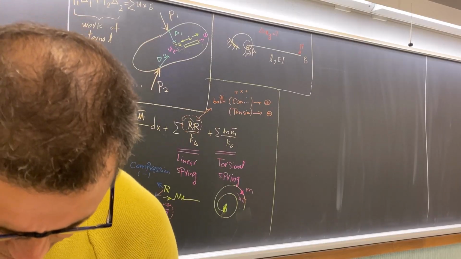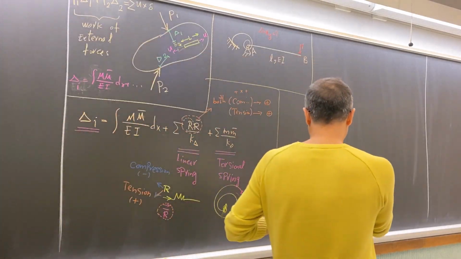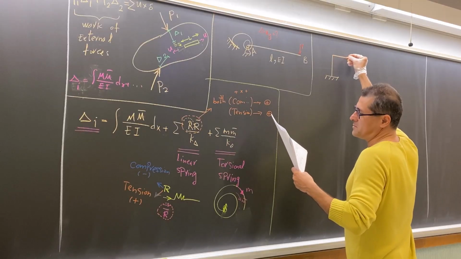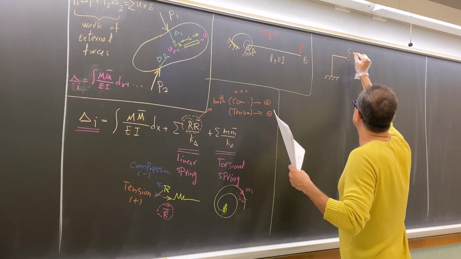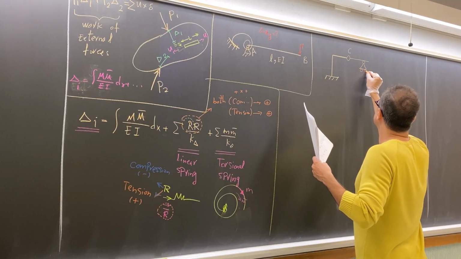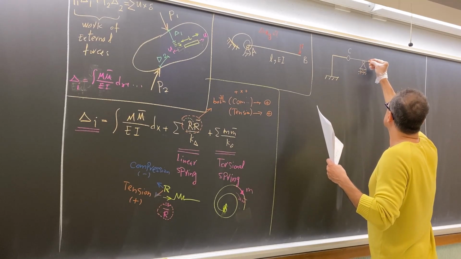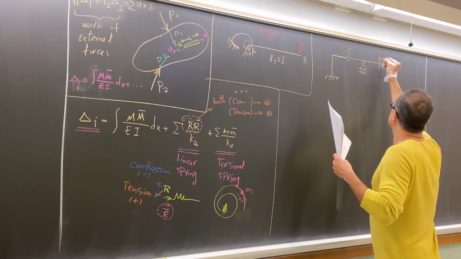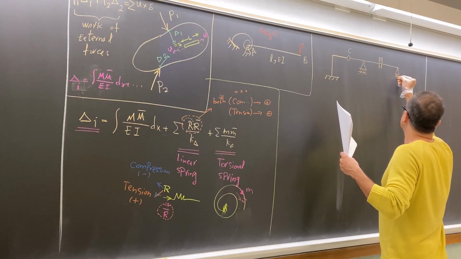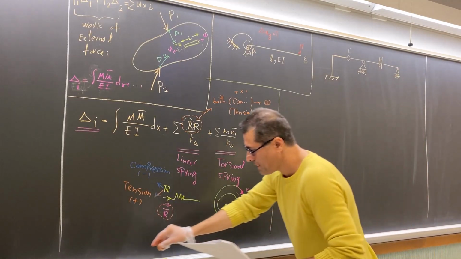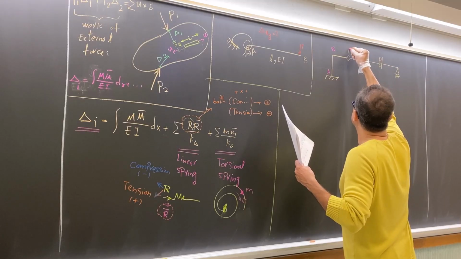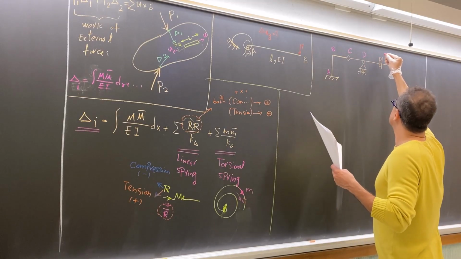So this is the structure. It is a frame. There is an internal pin here, a roller here, a shear hinge, and a roller. Points A, B, C, D, E, F.